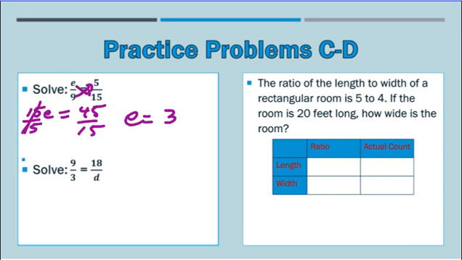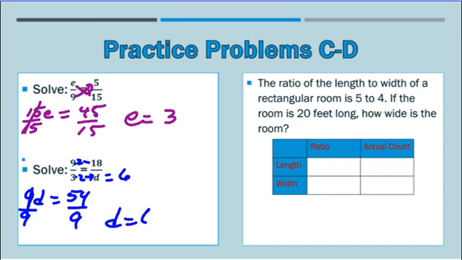Next one, 9 over 3 is the same as 18 over d. I know that I can multiply 9 by 2 to give me 18. That means I multiply 3 by 2 to give me my d. 3 times 2 would give you 6. Again, I'm going to do the cross multiplication to prove it. 9 times d is 9d. 3 times 18 gives us 54. To get d by itself, I divide by 9. D still equals 6, so I know I was correct.